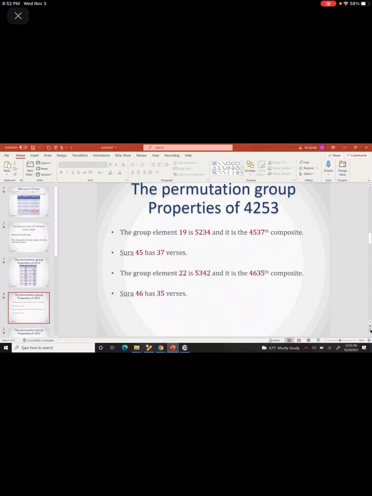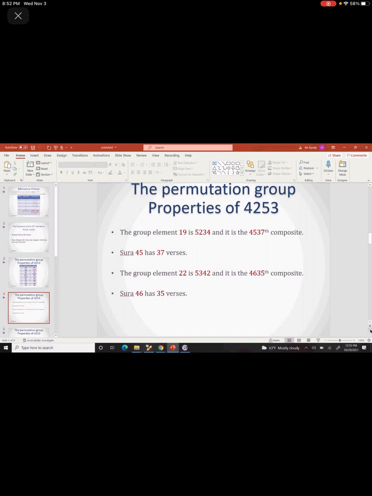See here that the permutation group properties are 4253. The 19th group element in the last slide that I showed is actually 5234, and it happens to be the 4537th composite. And chapter 45 in the Quran has 37 verses. Now remember that chapter 45 is also one of the Hamim initial chapters.